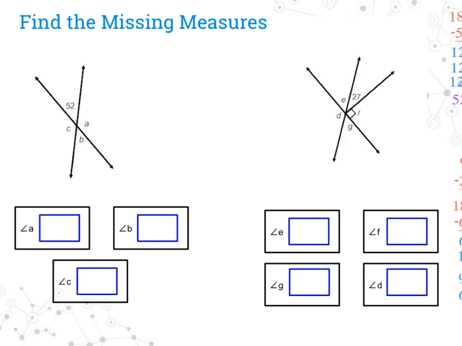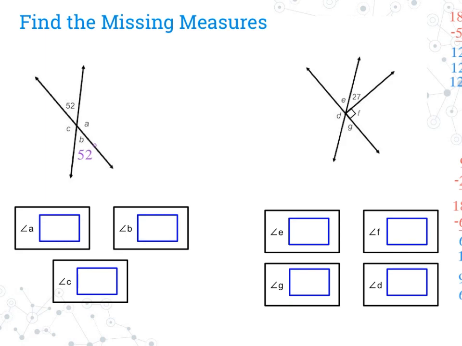I'm going to start with angle B because I noticed that 52 is across from angle B and that they're formed by intersecting lines, which makes them vertical angles. And if they're vertical angles, they're congruent and they're equivalent. So 52 degrees for one means 52 degrees for the other. So angle B is 52 degrees.